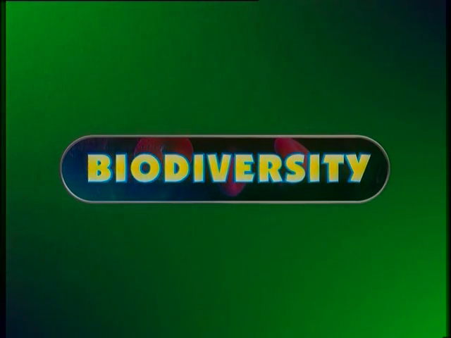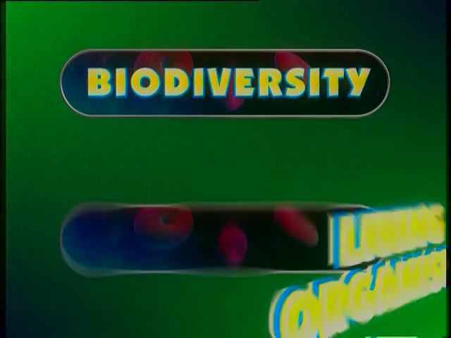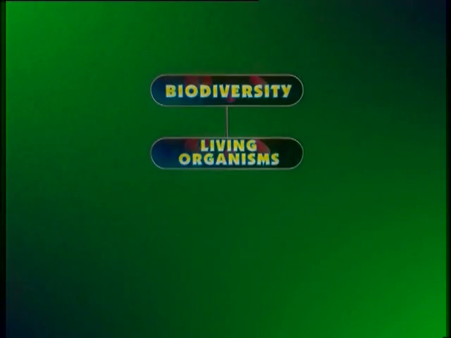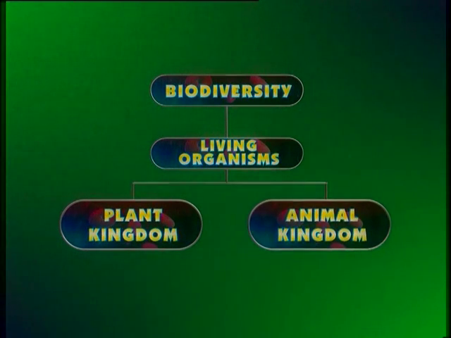First, we have the term biodiversity. Then, we have living organisms. Living organisms are divided into the plant kingdom and animal kingdom. Animal kingdom? Done. Plant kingdom? Well, that's today's topic.